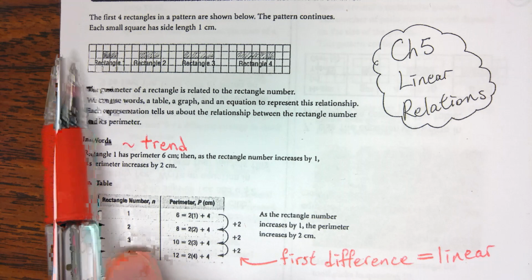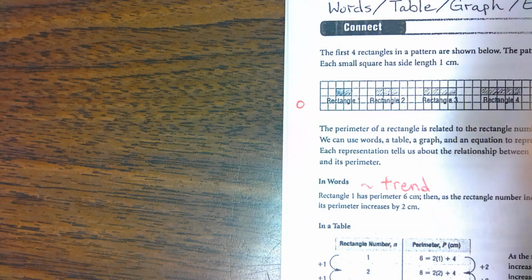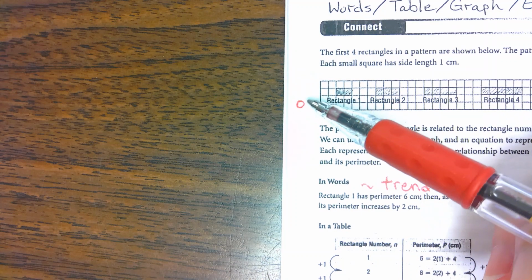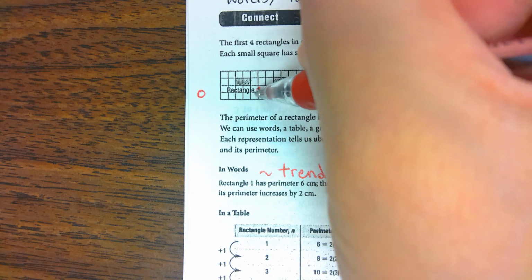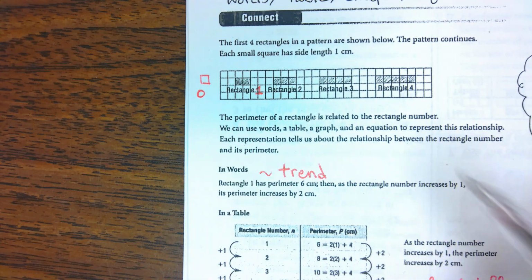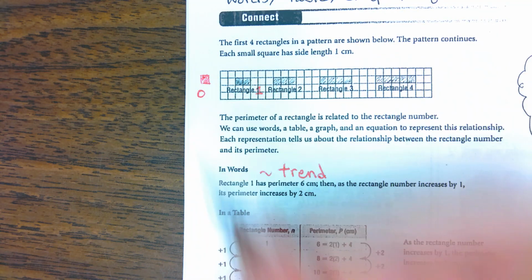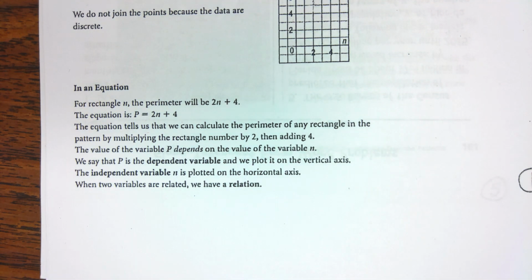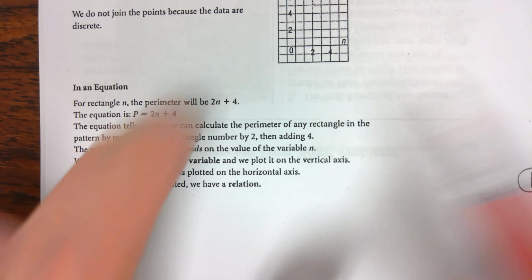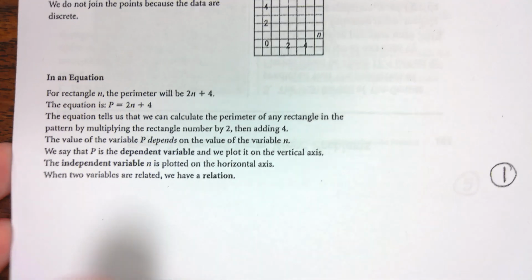When it's rectangle 0. So remember that the initial value is always when it's 0, not when it's 1. So it's always when it's 0. So you have 1 square for rectangle 0. And you can see in rectangle 0, your perimeter is 4. That's where this 4 comes from. Okay, we'll do more of these today.